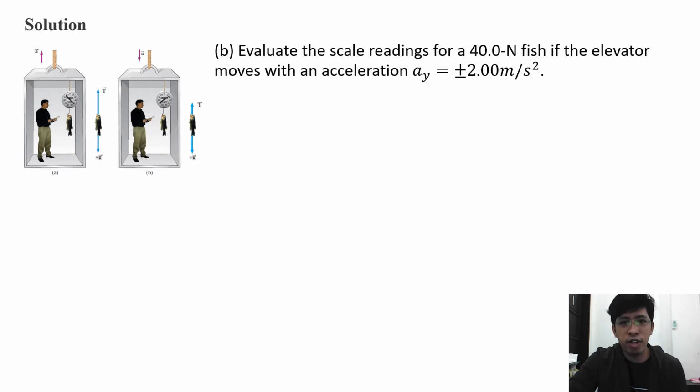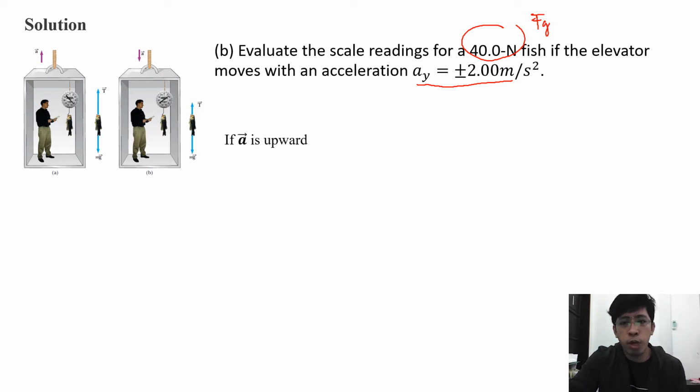Evaluate the scale readings for a 40 Newton fish if the elevator moves with an acceleration AY of plus or minus 2 meters per second squared. We're just going to verify here if it is indeed true that when the elevator moves upward with a positive acceleration, the fish weighs more, and if the elevator goes downwards, the fish weighs less. So in this problem, we have this 40 Newton fish as your Fg. This is the weight of the fish, and then you have your acceleration AY. We either have plus 2 meters per second squared or negative 2 meters per second squared.